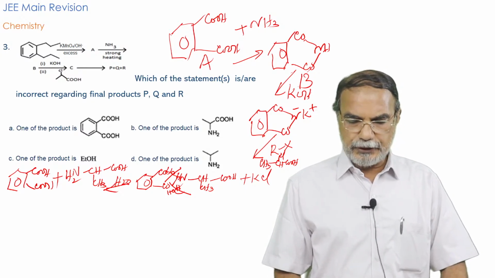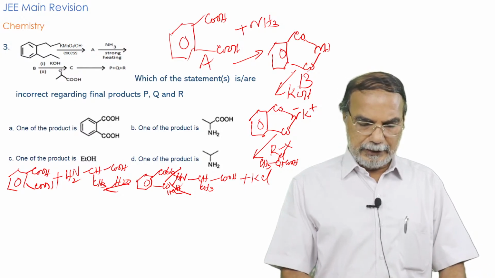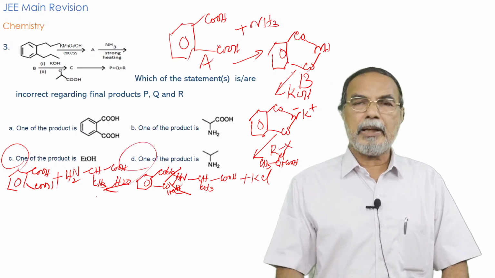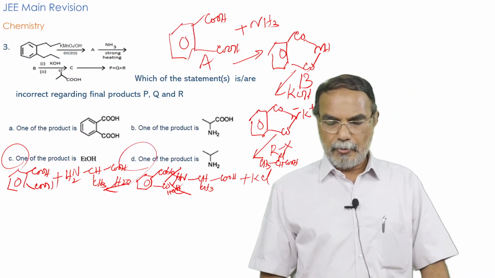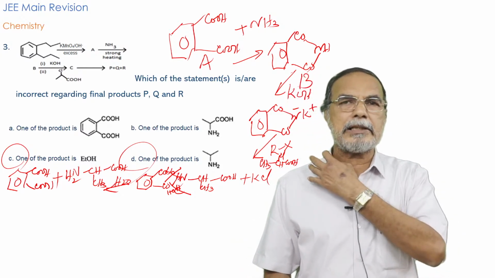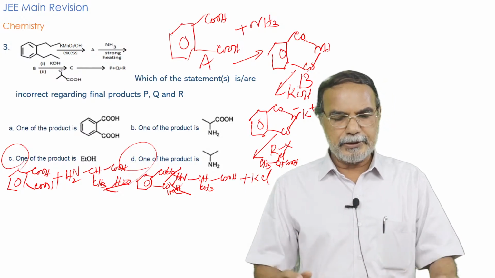So the wrong statements, or the incorrect statements, are C and D. C and D are the incorrect statements. A and B are the correct statements. So you must know the sequence here. That's the important thing: the Gabriel's phthalimide synthesis that has been utilized in this reaction sequence.